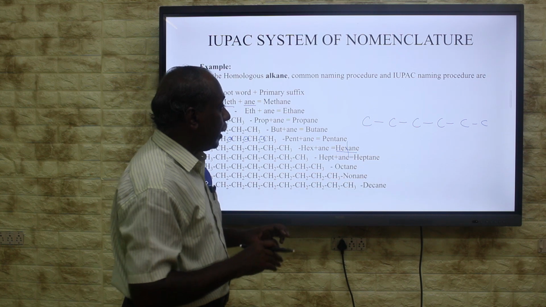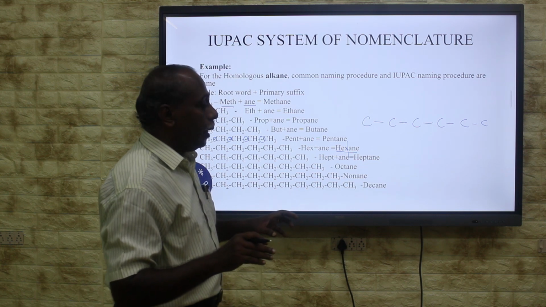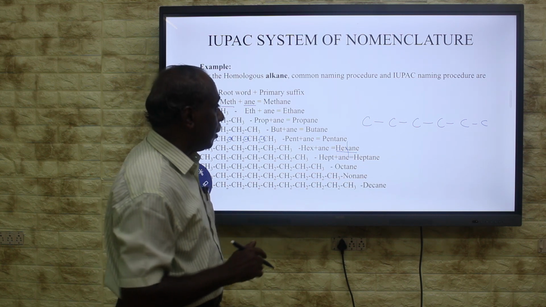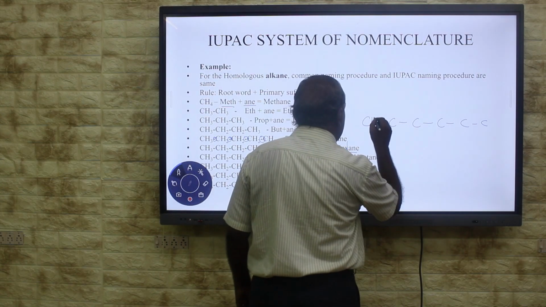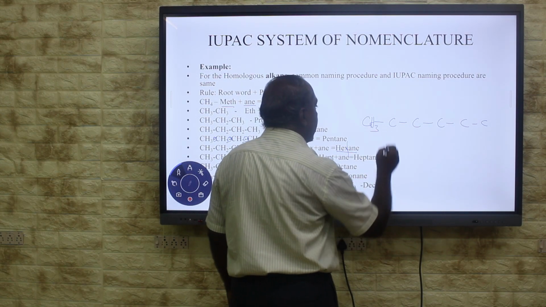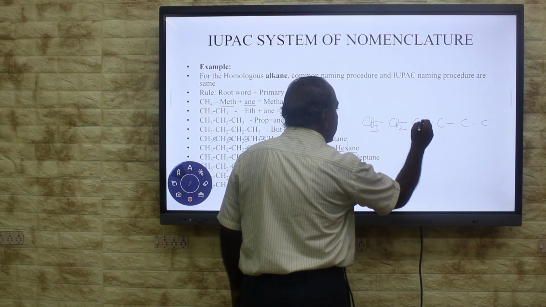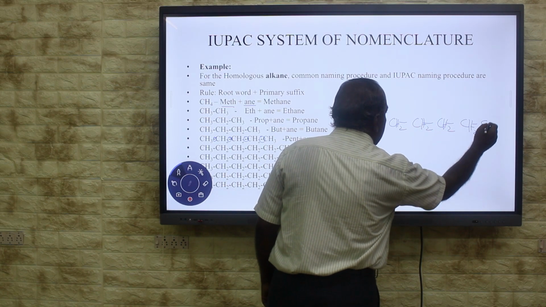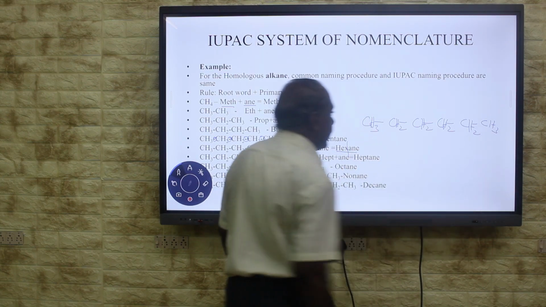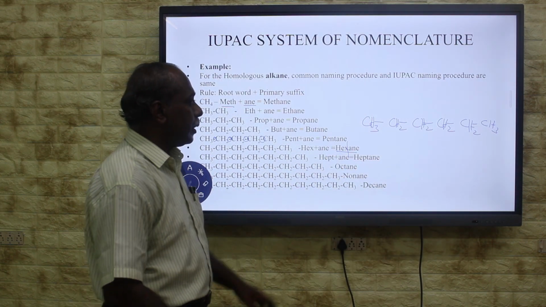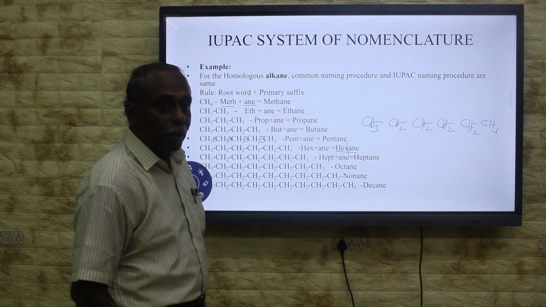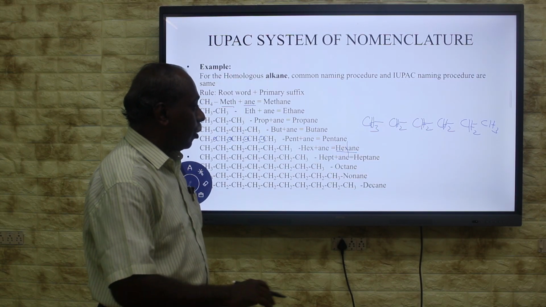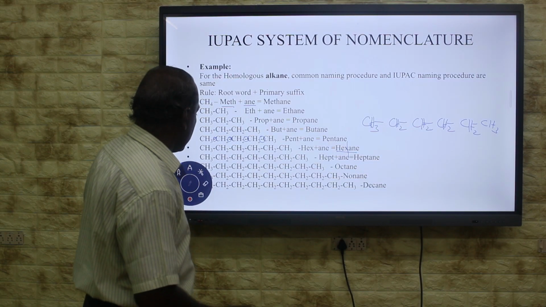Therefore, already one valency of each carbon is satisfied by a single bond. The remaining 3 valencies are to be satisfied by hydrogen atoms. Here 2 valencies are satisfied, and here also 2 valencies are satisfied. Both the terminals have CH3 and the remaining carbons have CH2. In that way, you are going to write the structural formula for the alkane. Let us pass on to the next one.